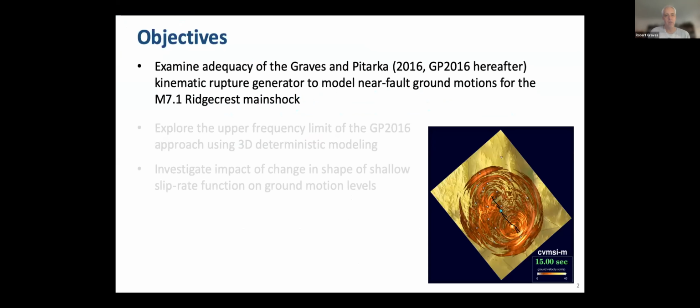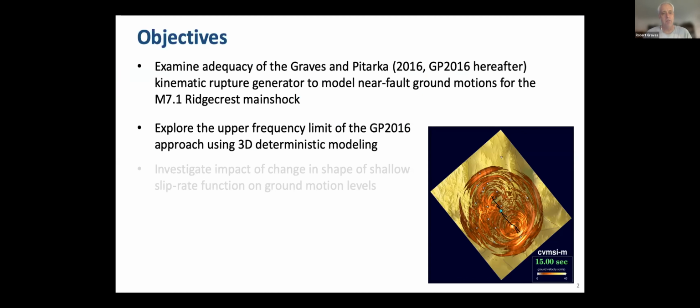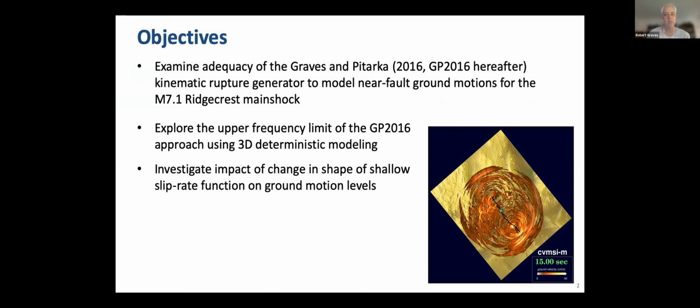So the objectives of this work: we're going to examine the adequacy of the Graves and Pitarka 2016, GP 2016 hereafter, kinematic rupture generator to model the near fault ground motions for the magnitude 7.1 Mainshock. And one of the main parts of this objective is to explore the upper frequency limit, the deterministic modeling aspect of this when we use this GP 2016 approach. Additionally, we want to investigate the impact of the proposed change in shape of the shallow slip rate function on the ground motion levels. And this is something that Arvin had mentioned in his previous talk.